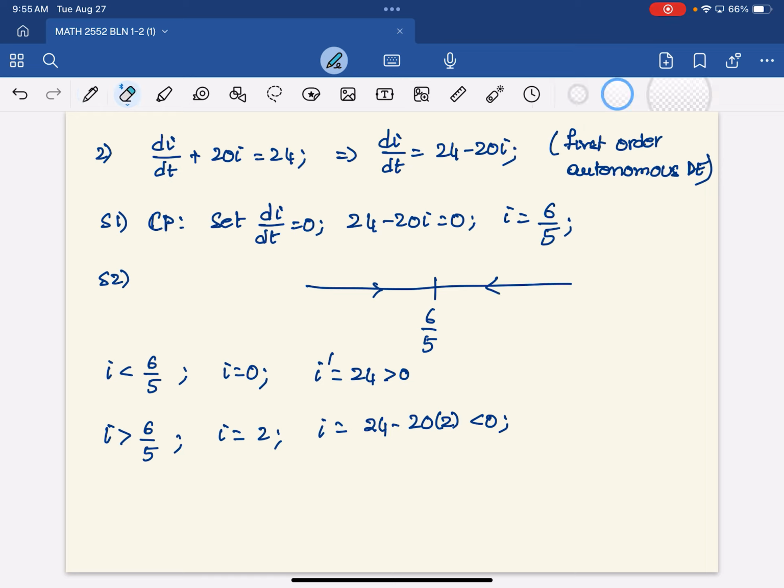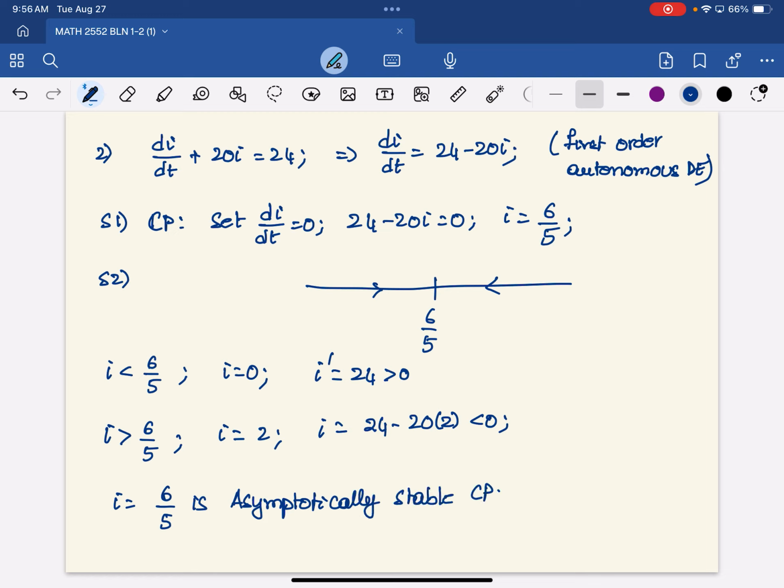So your critical point I equals 6/5. What can you say about it? Is it unstable, semi-stable, asymptotically stable? It is an asymptotically stable critical point. I hope you are enjoying it. See, whatever you studied in the first section is still relevant. You know, it's not like done and dusted. You could still go with that.